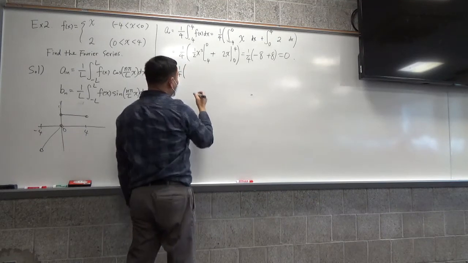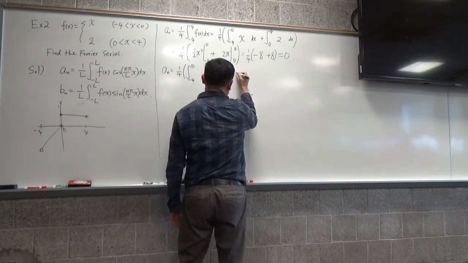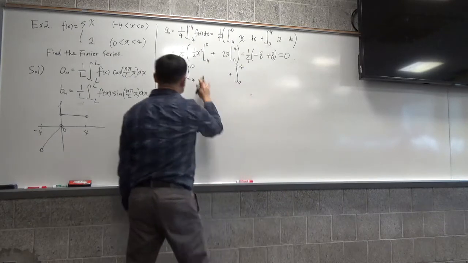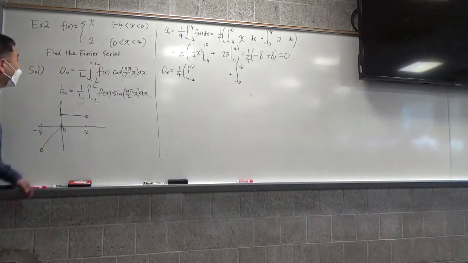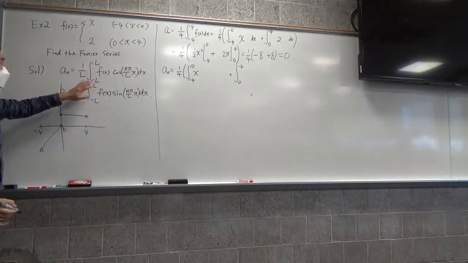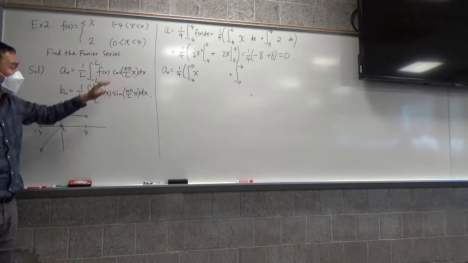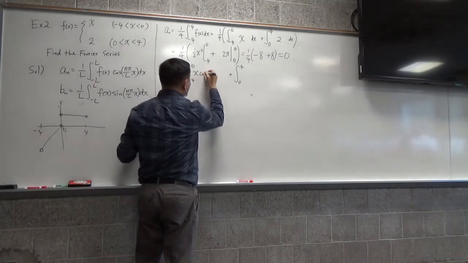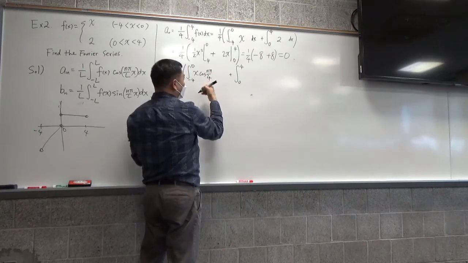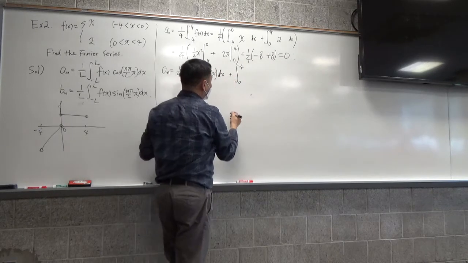Again, in the same manner, we have to split the integral from negative 4 to 0 and 0 to 4. Now, what goes in here? Well, from negative 4 to 0, the function is x. And then the formula says you have to multiply x and then cosine. So we multiply the cosine of n pi over 4. We determined that L is 4, so I put n pi over 4x dx. That's what you have to integrate.